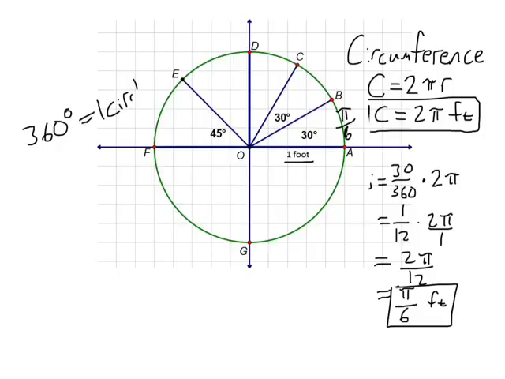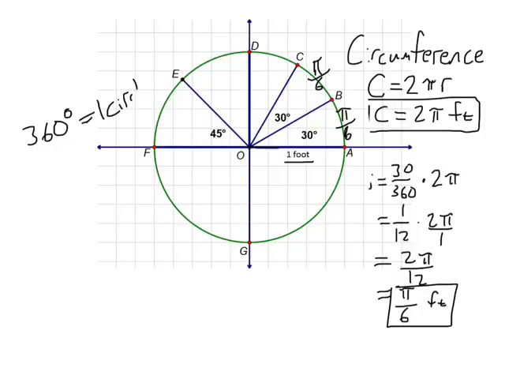Since that's 30 degrees, this one must also be pi over 6 here. If we were to look at both of these together, we'd have 2 times pi over 6 giving us this total length here. And this is how we're going to define radian measure. If we have a 1 foot circle, it turns out that whatever this arc length is, be it pi over 6 or even 2 pi over 6 for this whole angle, whatever that arc length is, that is the arc measure.